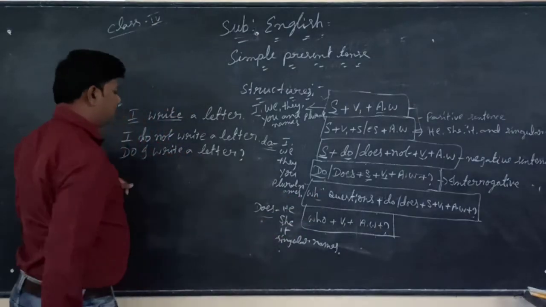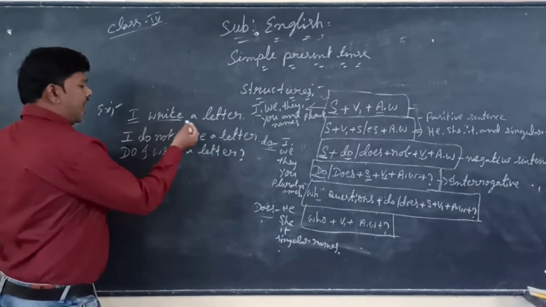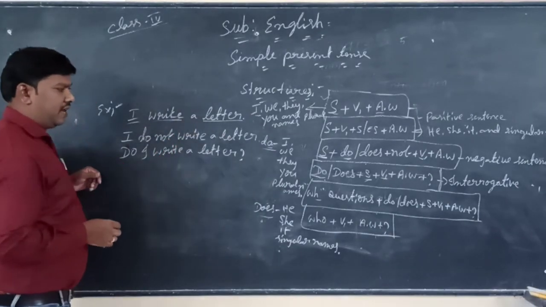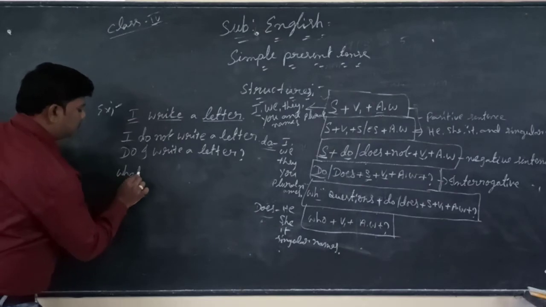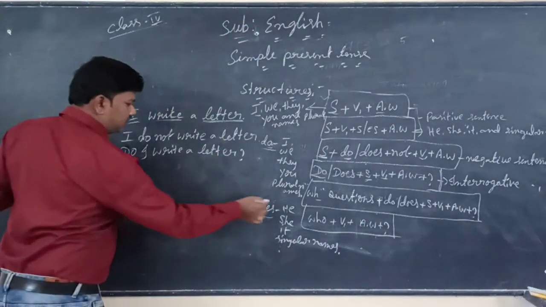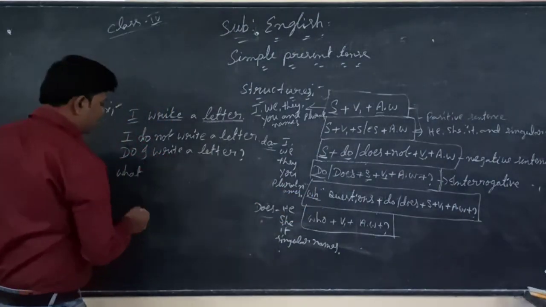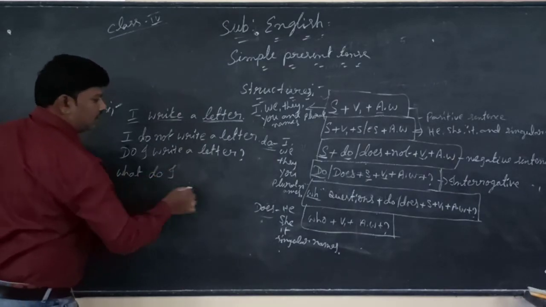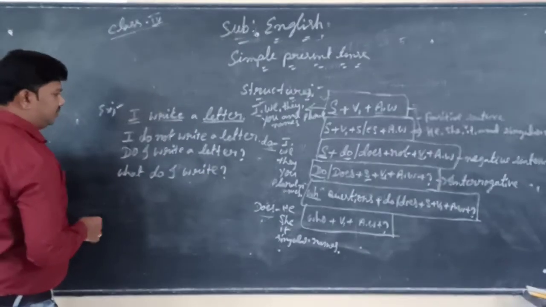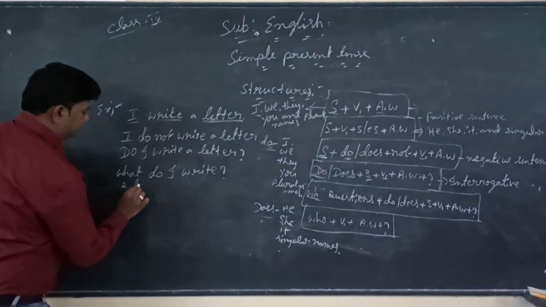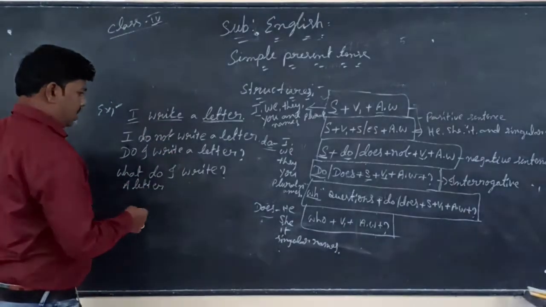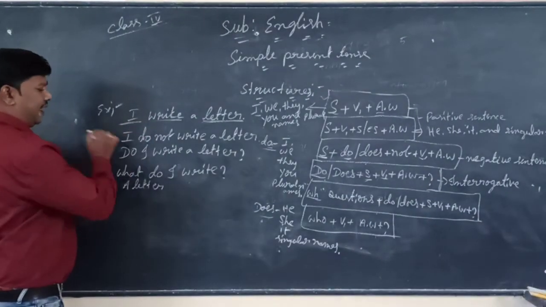To make a WH question, suppose I underline the letter. If the answer is the letter, then we take the WH question word what. So for the WH question I take what, and next do I. So what do I write? The answer is a letter. This is the way.